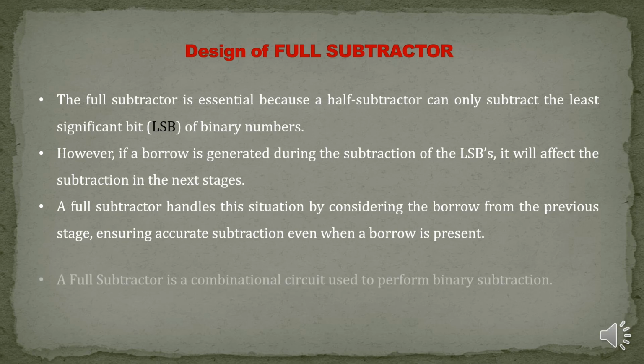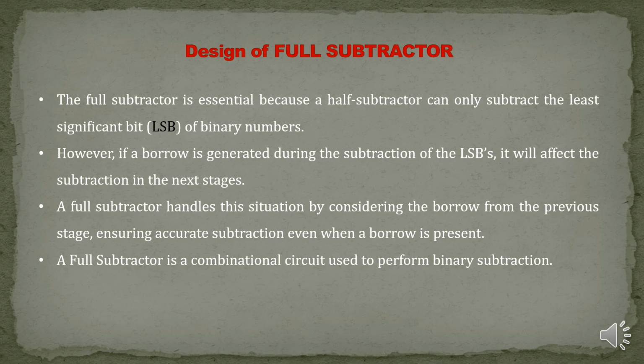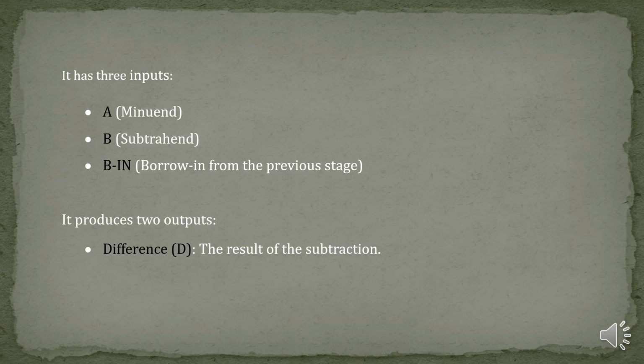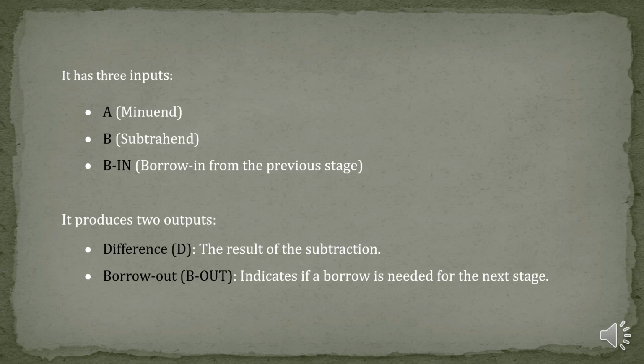a borrow is present. A full subtractor is a combinational circuit used to perform binary subtraction. It has three inputs. First input A acts as minuend, second input B acts as subtrahend, and third input B in is the borrow input from the previous stage. It provides two outputs, difference D, the result of the subtraction, and borrow output B out, which indicates if a borrow is needed for the next stage.